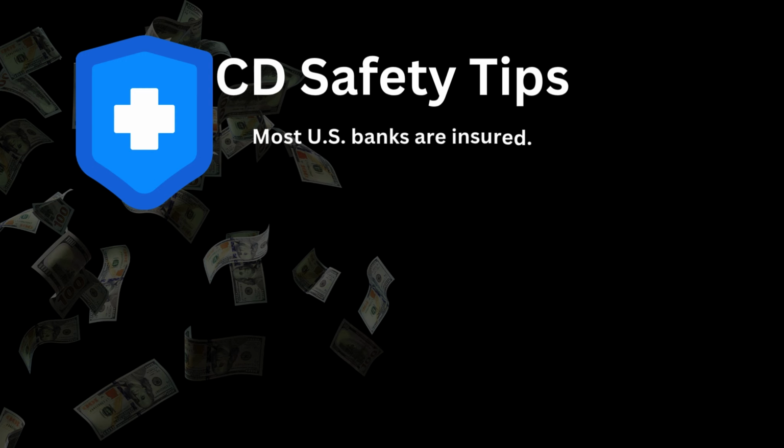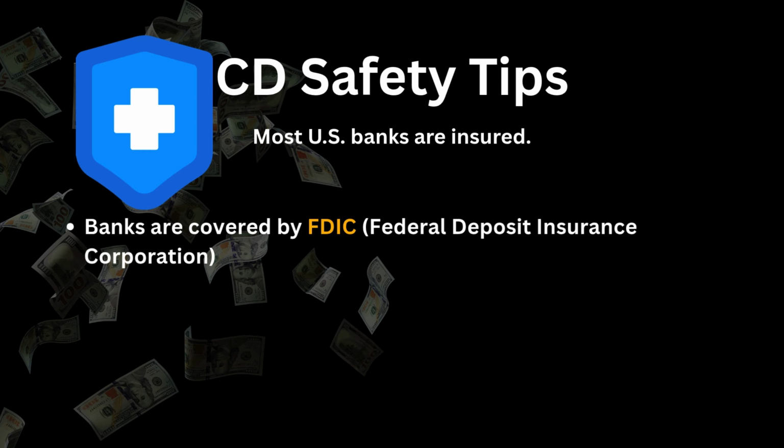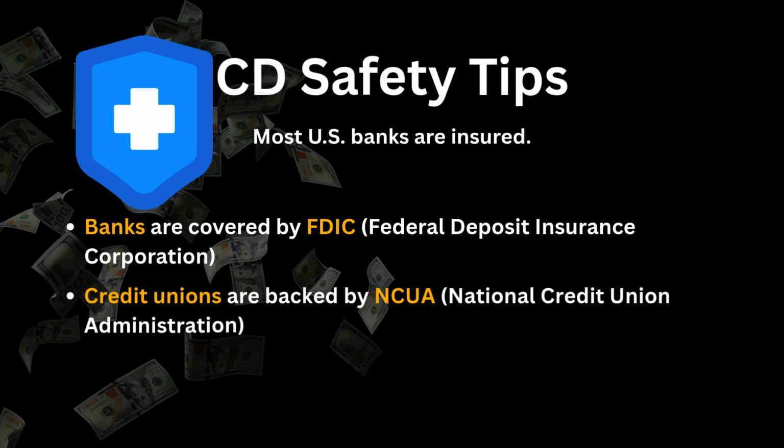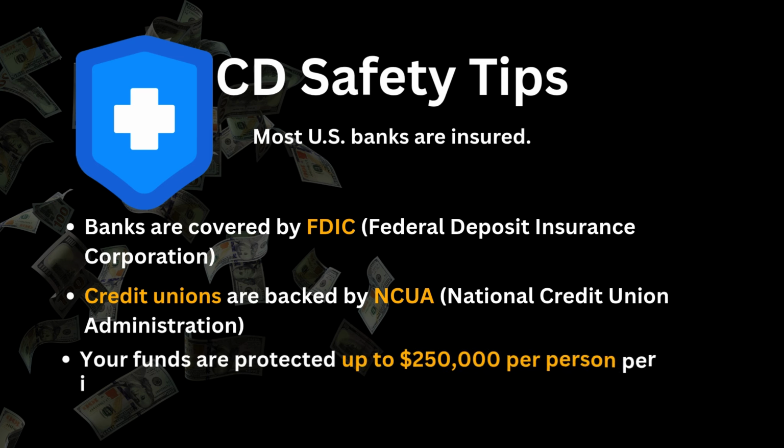CD safety tips. Most U.S. banks are insured. Banks are covered by FDIC, Federal Deposit Insurance Corporation. Credit unions are backed by NCUA, National Credit Union Administration. Your funds are protected up to $250,000 per person per institution. If you use two separate institutions and both go under, you are protected up to $250,000 each. Still, banks and credit unions do fail in the US, so check the FDIC or NCUA insurance and review the institution's financial health before depositing.